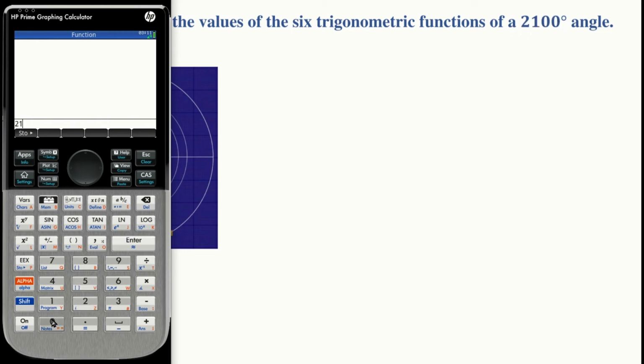So we're going to take 2100 divided by 360. We can see there is almost 6, but not quite, full circles hidden inside that. So we're going to take 2100 and take away 5 full rotations to see what we get. 300 degrees. So we know that a 2100 degree angle is coterminal with a 300 degree angle.